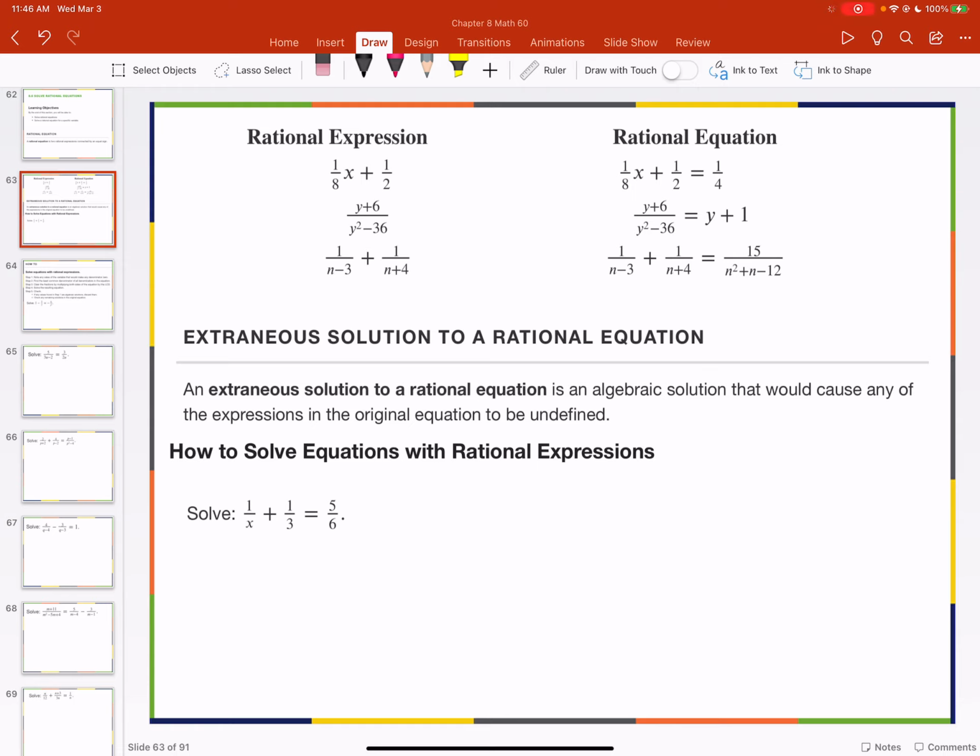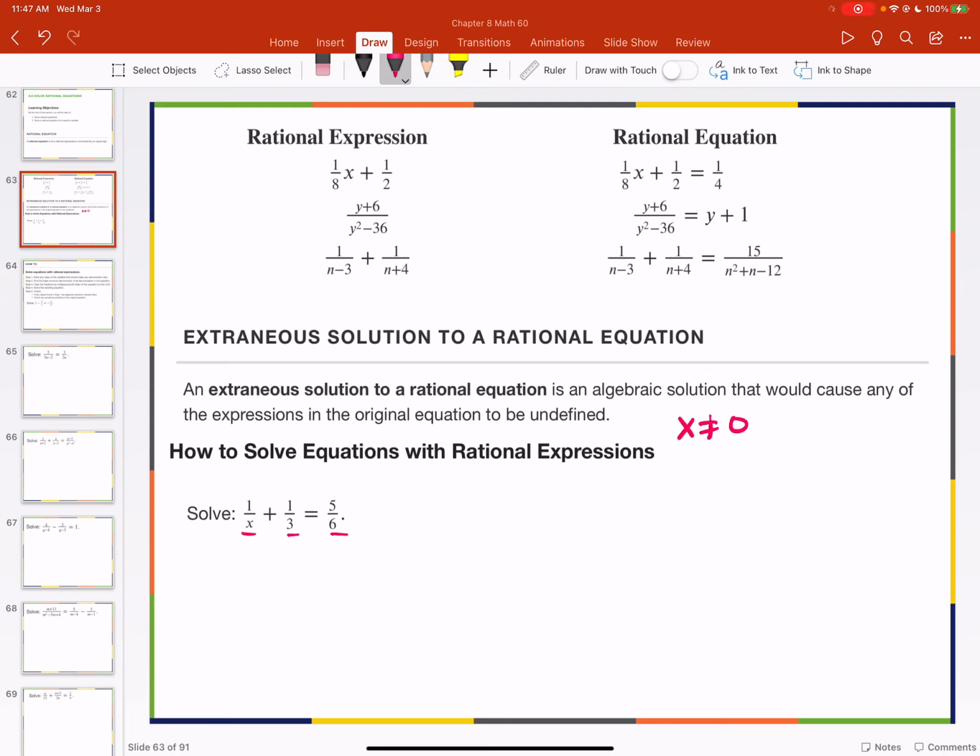Okay, so before we get into solving them, we have to define extraneous solution. An extraneous solution, or a restriction, is a solution that would cause any of the expressions to be undefined in the original equation. So, for example, here, basically we cannot divide by 0. So in this first one, x cannot be 0, right? Because if we had 0, we would end up with something undefined.